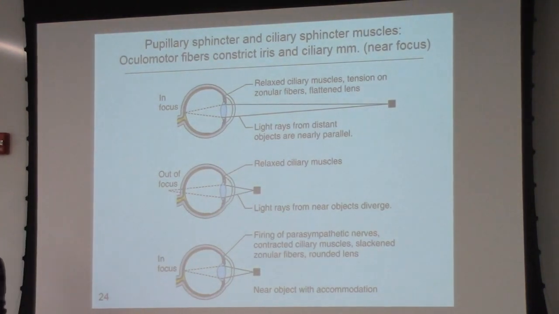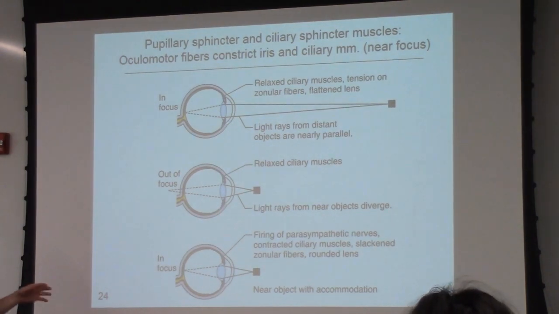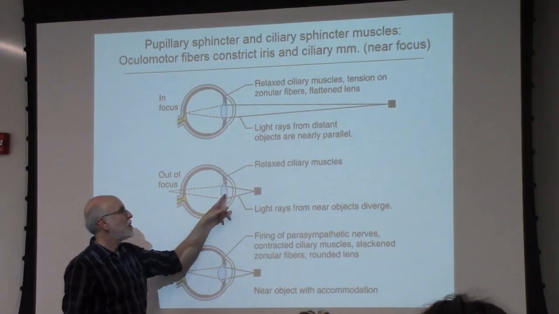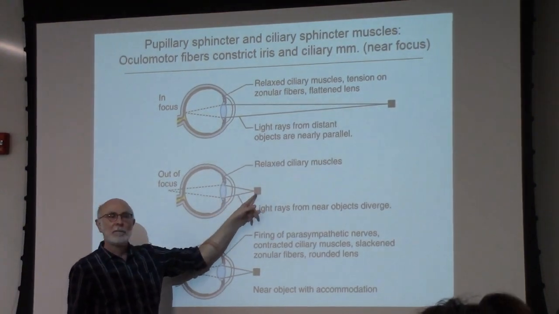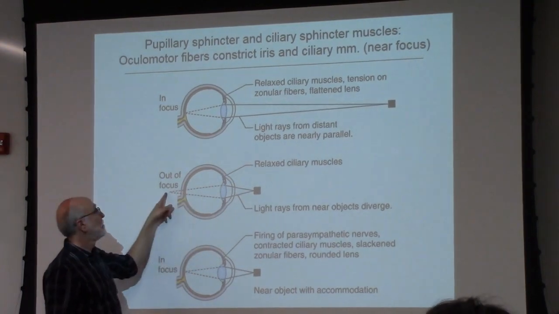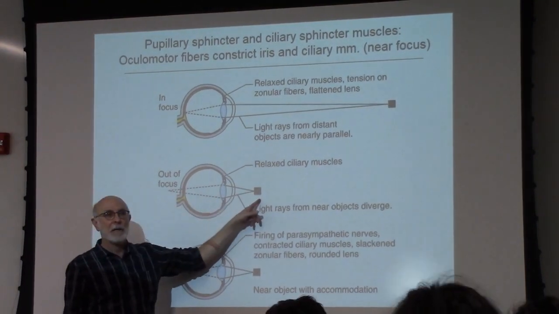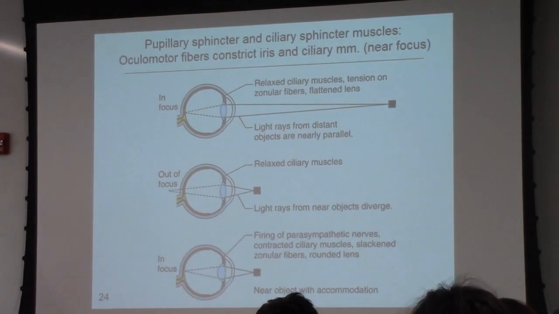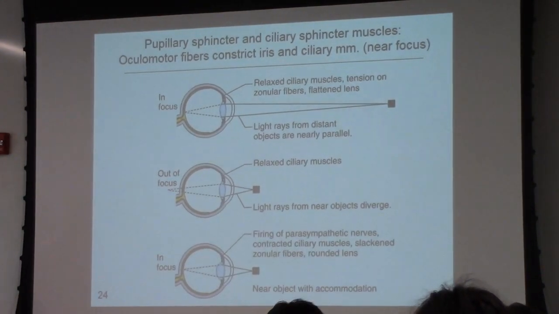And you'll use this in the problem set. And so obviously, if the lens is not in the right shape, so here's a flat lens not focusing on a nearby object. So you'll use this kind of information for the next problem set due on Sunday.